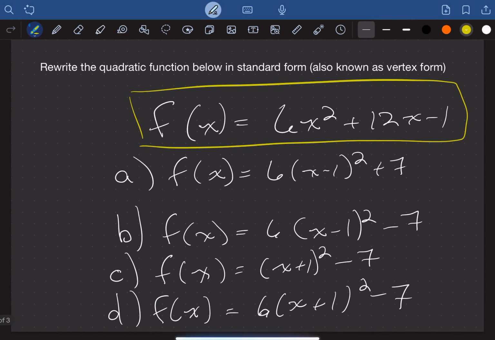It says rewrite the quadratic function below in standard form, also known as vertex form. Vertex form is a different form from standard. So these are very different. And if this function was in vertex form from the start, then we should get the vertex right away. But this is actually in standard form, and since it's not the same thing as vertex form, we can't get the vertex right away. So what I would like to do is go through a few basic components here before we get into actually solving this problem.